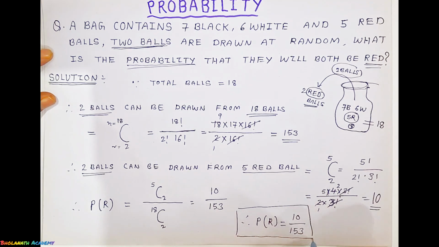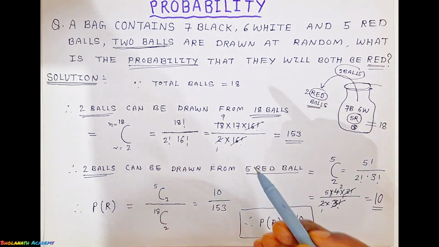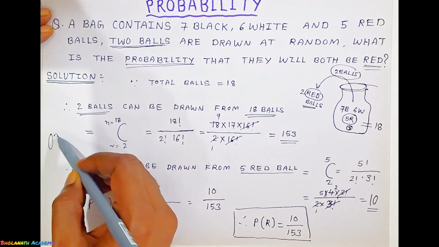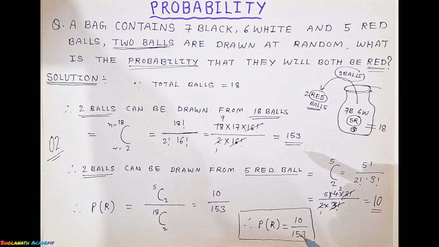This is the way you have to write in the board examination. For 2 marks, these sums may come in the board examination. So if you want to get 2 marks, you have to write like this, and you will get full marks.